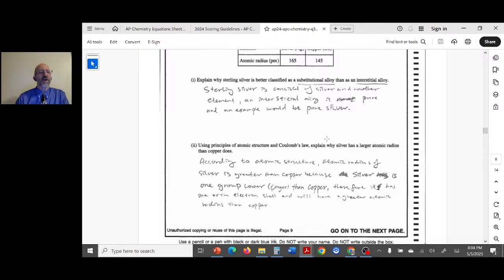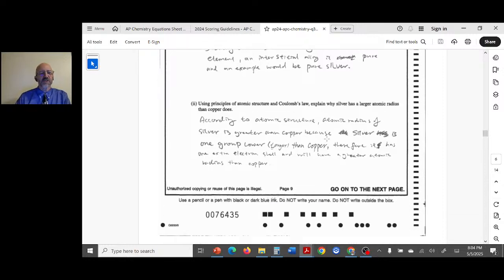All right, let's see if they earned the point in part BII. According to atomic structure, okay, let's see what they said. Atomic radius of silver is greater than copper. All right, keep going. Because silver is 1 group lower than copper. Extra electron shell, that seems pretty good. So yeah, in part B, double I, they got the point for talking about an extra electron shell that was occupied. They didn't just say size gets bigger as you go down or that there's more electrons. So that was a good use of principles of atomic structure. Okay.